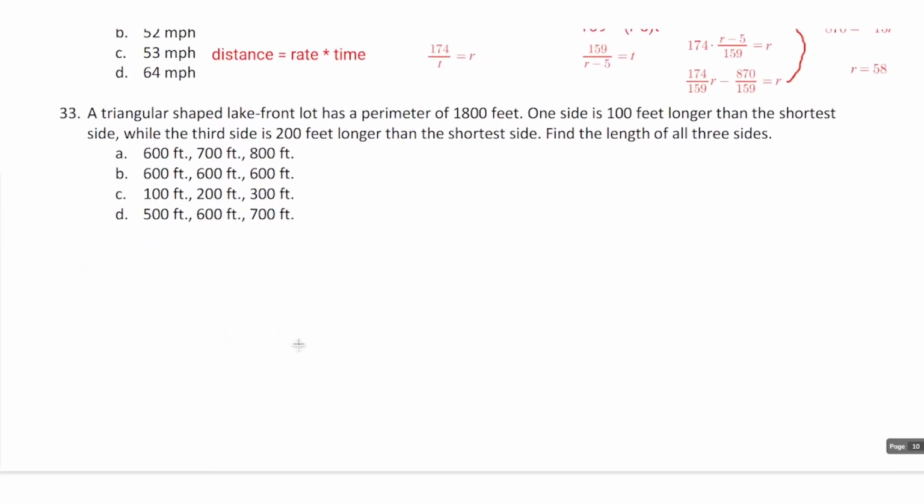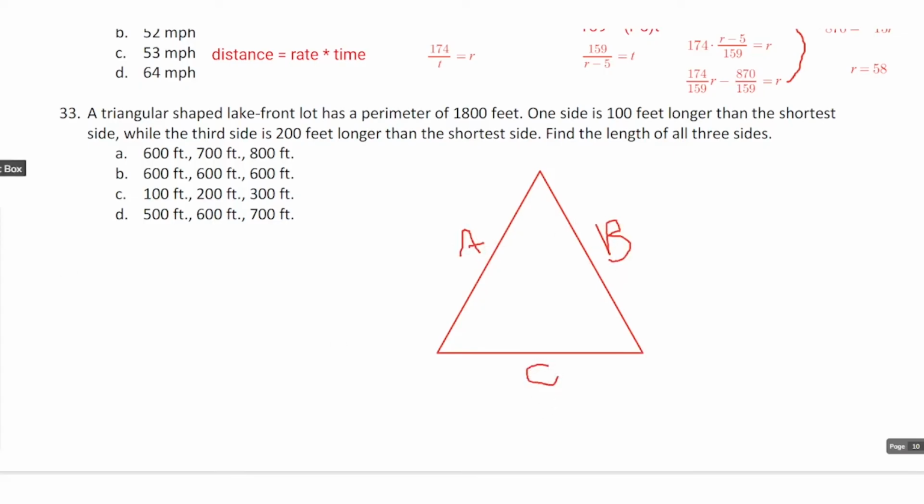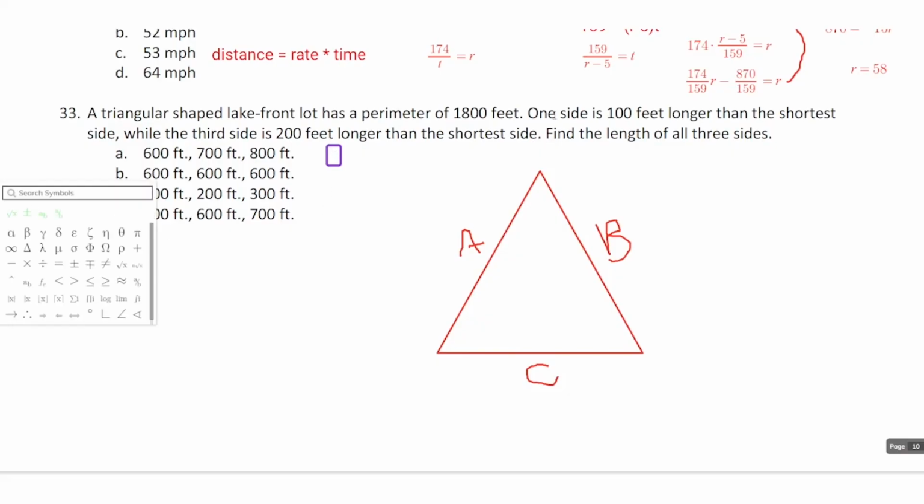33. A triangular shaped lake front has a perimeter of 1,800 feet. I'm going to draw a little triangle here. Don't know what the angles are or anything, but we know the perimeter. We'll just call the sides A, B, and C. Don't know what they are, but those three side lengths should add up to 1,800.